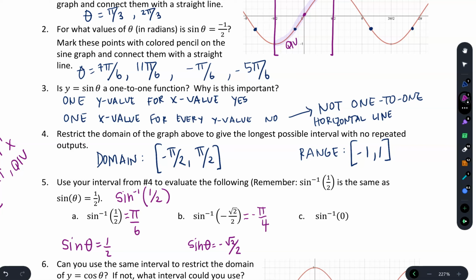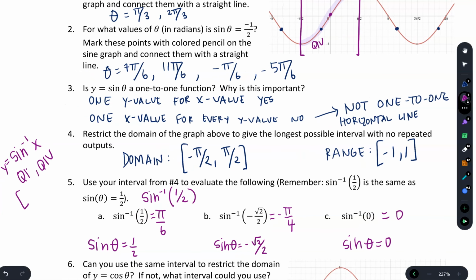Good? All right, what about inverse sine of 0? So where is sine of theta going to be equal to 0? And that's going to be what? 0, thank you. Okay. So now let's talk about, let me go back to my little formal definition over here.